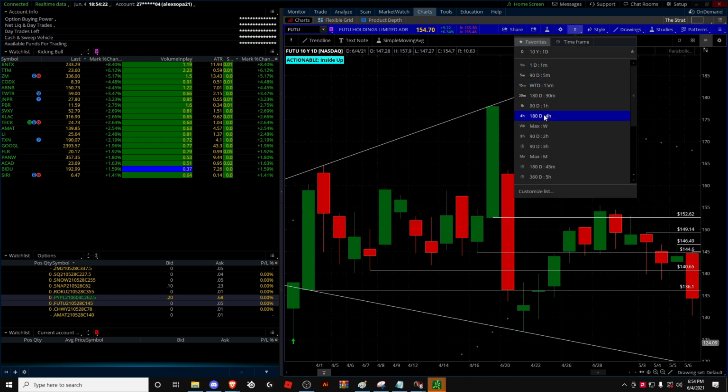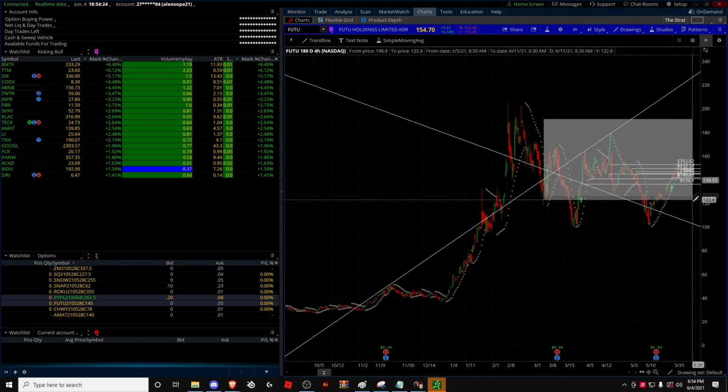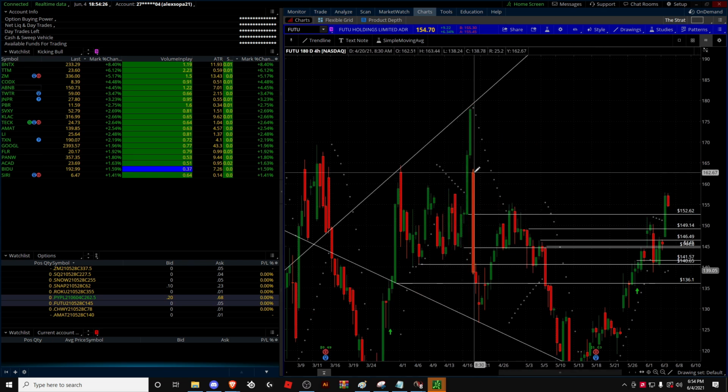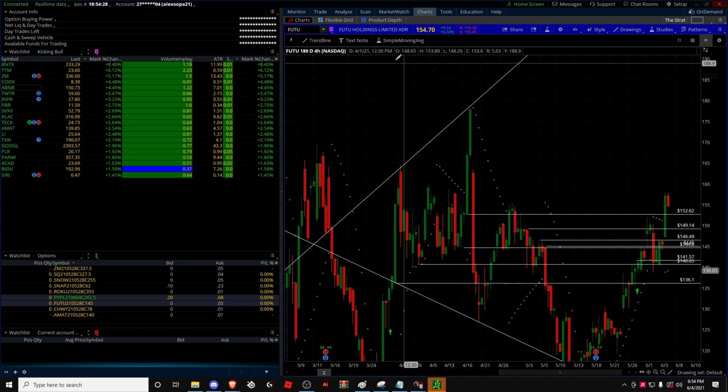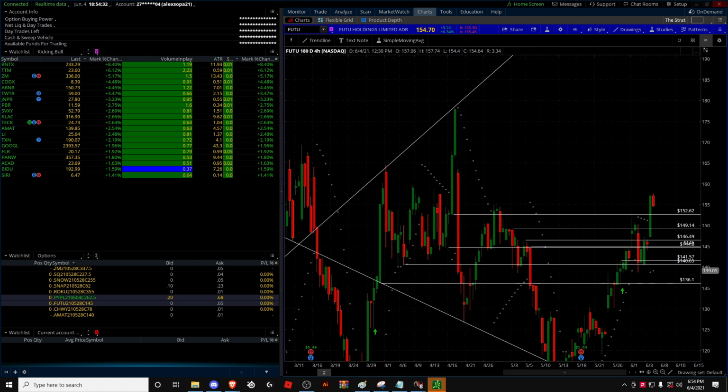And let's say you want to get an earlier entry, you can always just grab it short right off the open and use a tight stop. On Futu, it'd be around $1, $1.50 as a tight stop, depending on what your risk tolerance is. But it should pretty much go instantly. And you're going to notice it does go instantly.